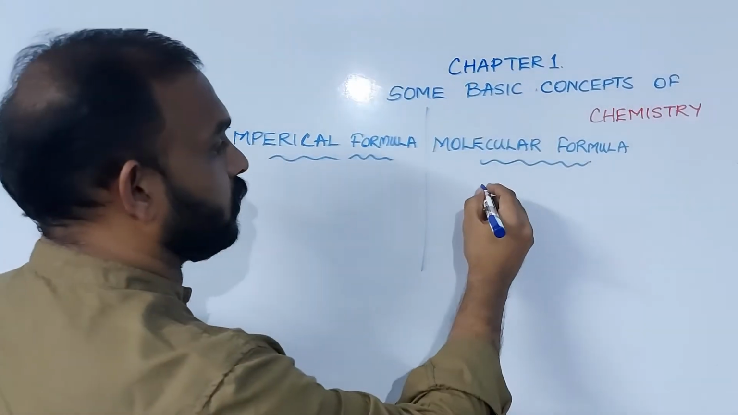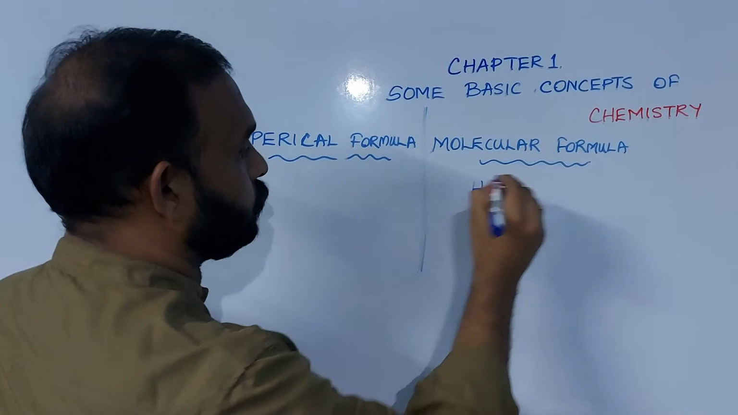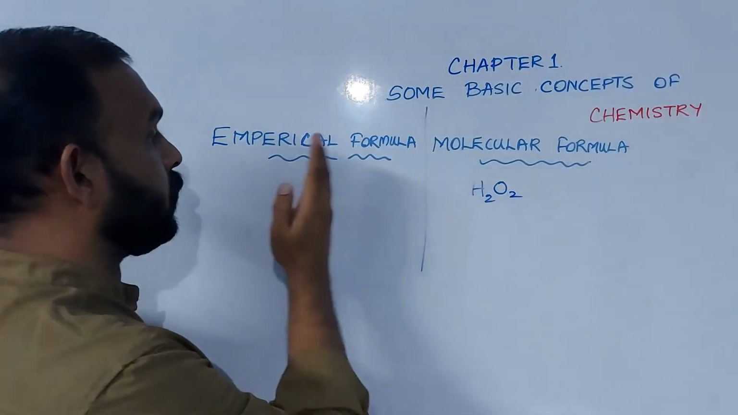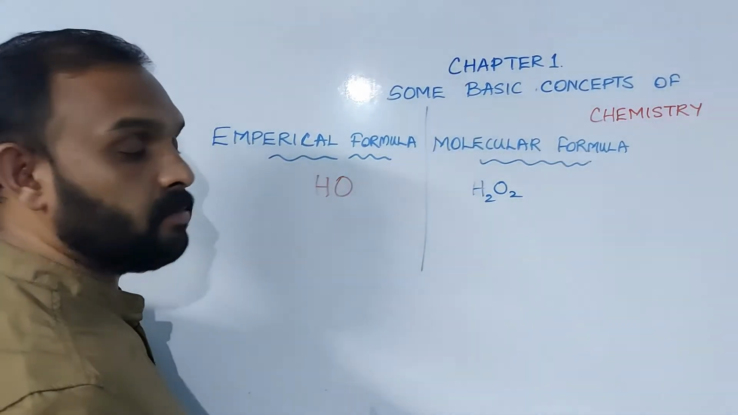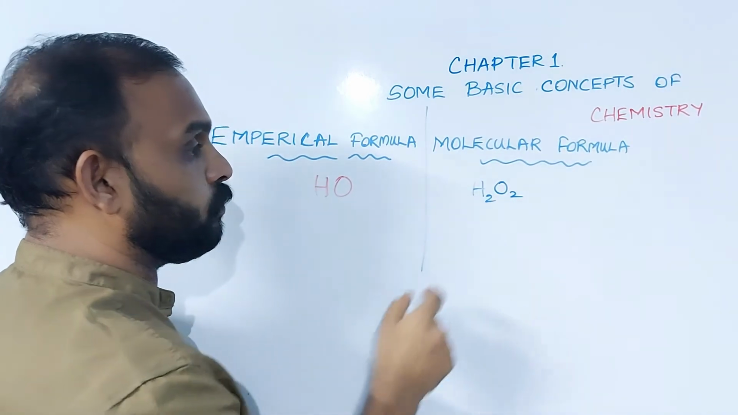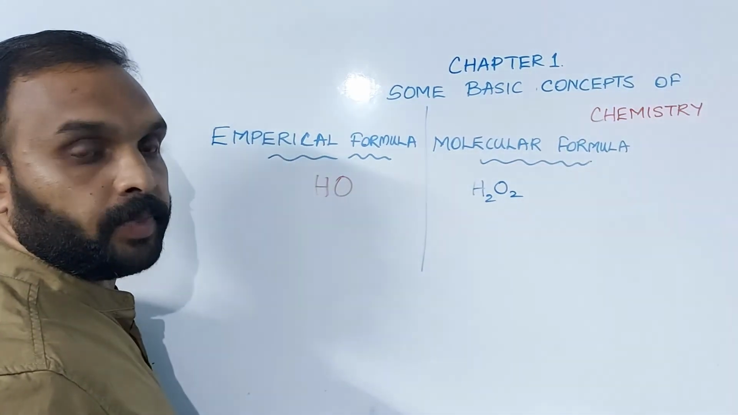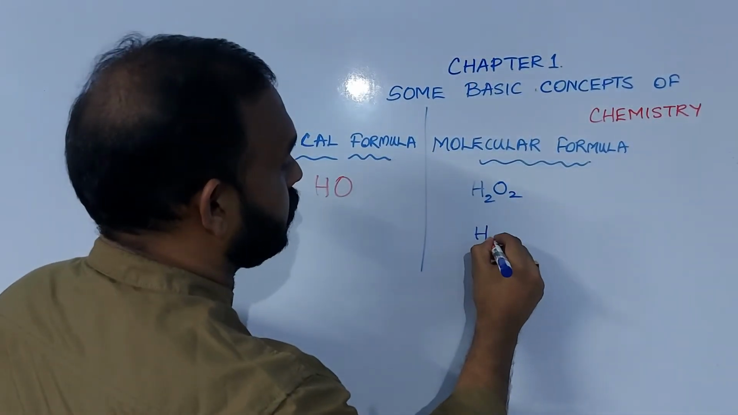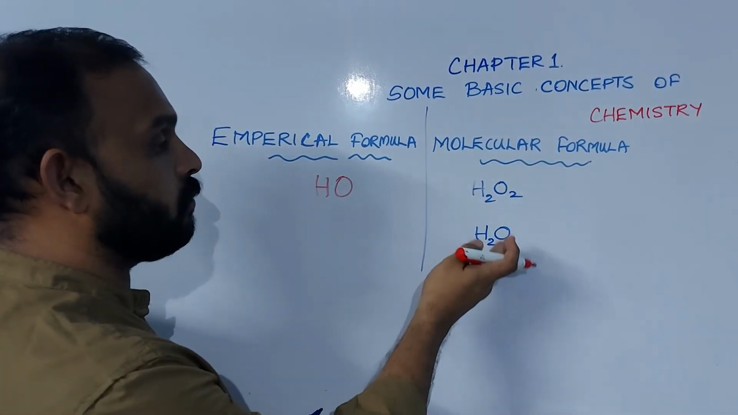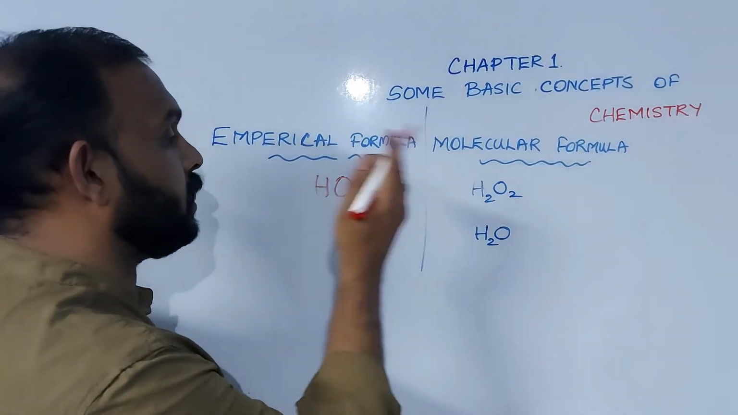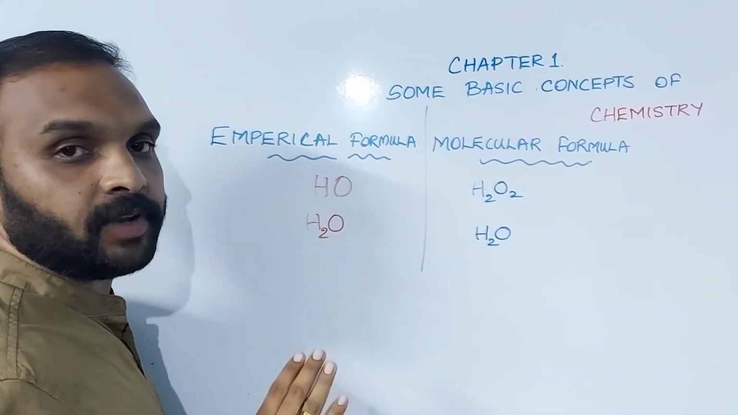We know that the molecular formula of hydrogen peroxide is H2O2. Then its corresponding empirical formula we can write as only HO. Why? Because 2 and 2, when you get the ratio, we will get 1:1. So it will be written as HO. Then what is the molecular formula of water? It is H2O. Then how can we take the simplest ratio of water? We cannot take any simpler ratio. So its empirical formula we will write as H2O. Now I think it is clear to all of you.